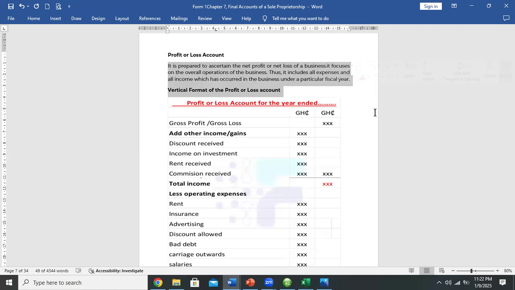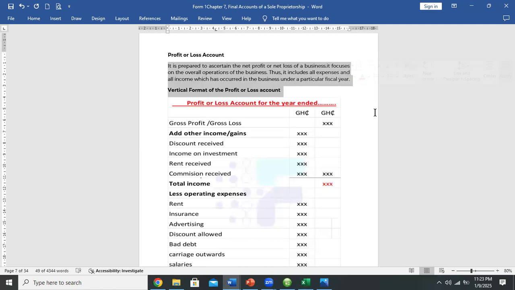Apart from that, that business might also be involved in investment activities. Maybe they go to the bank and they deposit money for investment. So you can understand that apart from the main trading activity, which is buying and selling of cars, the business might also be doing other things which bring income to the business. So the profit and loss account will look at all the operations, i.e., your trading operations plus any other operation that brings in income.